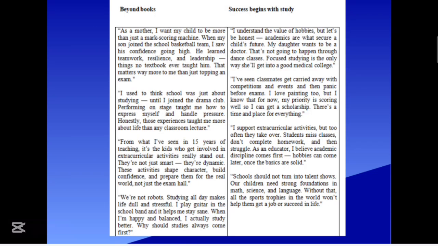Now let's have a look at this. We have two different points of view, and your question is, write an article for young people, whether they should pay more attention to their studies or extracurricular activities. Basically the point is whether academics are more important or extracurriculars are more important. So here we have two different points of view. When we are going to write an article for young people, we will read them, and while reading we will underline the different points that we have.